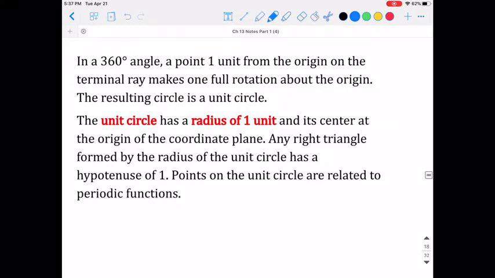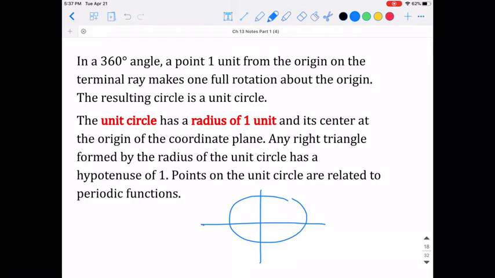So a little summary for the unit circle. In a 360 degree angle, a point 1 unit from the origin on the terminal ray makes 1 full rotation about the origin. The resulting circle is a unit circle. So really all that's saying is we have our axes and we have a circle that hits positive 1 on the x-axis, positive 1 on the y-axis, negative 1 on the x-axis, and negative 1 on the y-axis, not to scale. The unit circle has a radius of 1 unit and its center at the origin of the coordinate plane. Any right triangle formed by the radius of the unit circle has a hypotenuse of positive 1. Points on the unit circle are related to periodic functions.